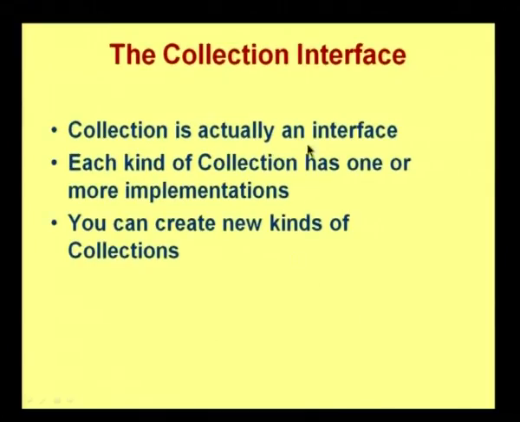Collection is actually an interface. Each kind of collection has one or more implementations. You can create new kinds of collection. So, users can create their own new type of collection. That is the advantage of Java. It is open source, so you can keep on creating your own collections based on already available interfaces as well as the classes.